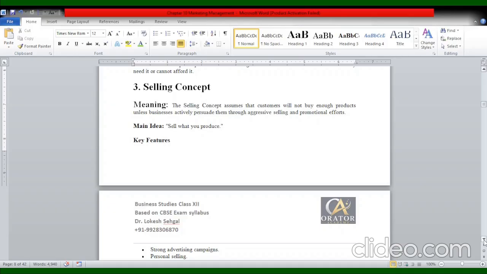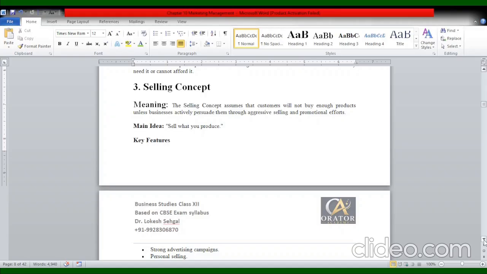So during the selling concept, you have to aggressively sell, aggressively promote your product to the customer, because customers are not willing to buy by themselves. They will follow the aggressive selling or promotional effort, and in this way they will definitely take interest in buying the product, and in this way they will buy the product.